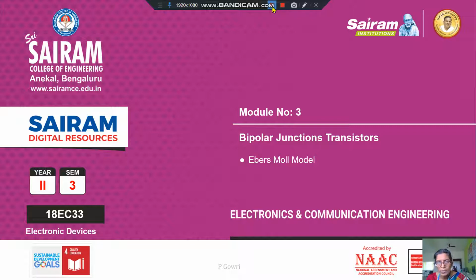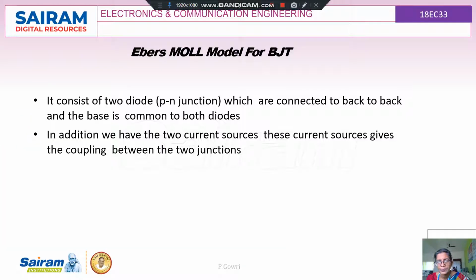Considering a transistor, we know that a transistor is nothing but two diodes connected back to back. Here, the base is common to both the diodes. In addition to that, we have two current sources, and these two current sources give the coupling between the two junctions, and both current sources are interdependent. The current source connected across the first diode, that is the emitter to base junction diode, depends upon the current generated by the other junction, that is the collector to base.